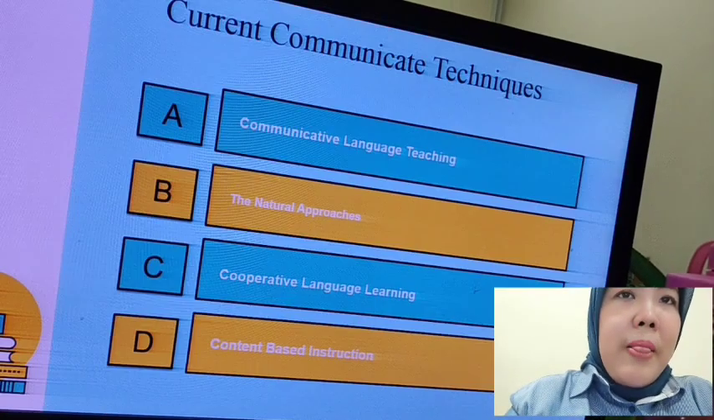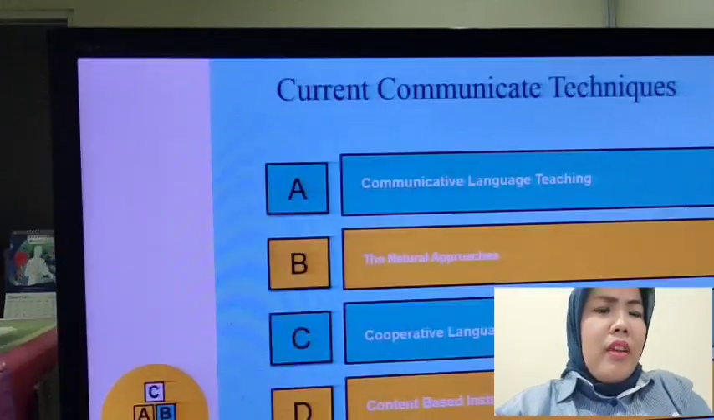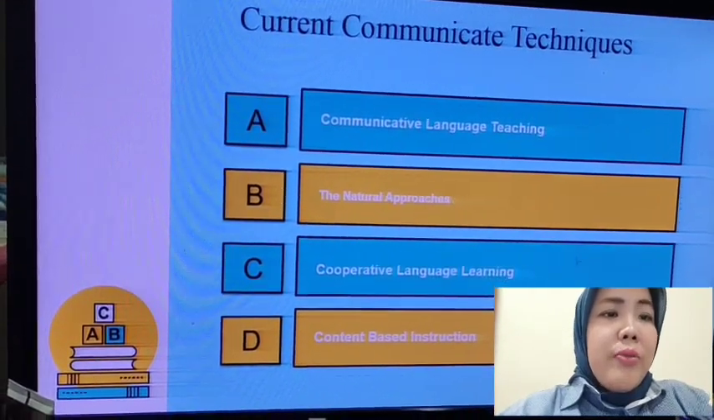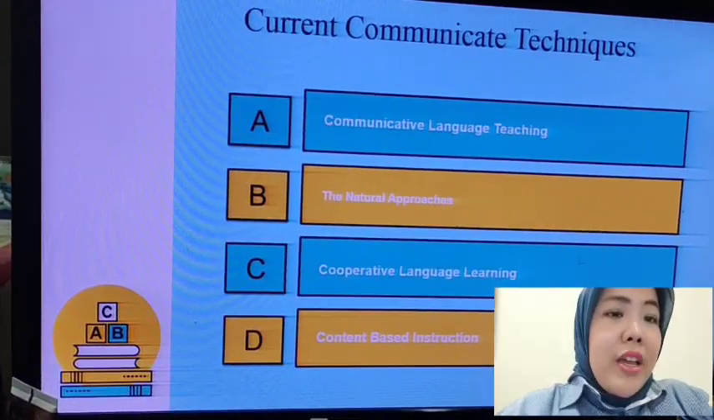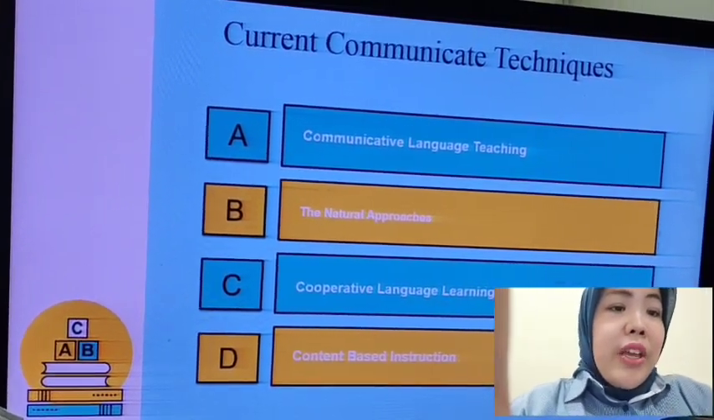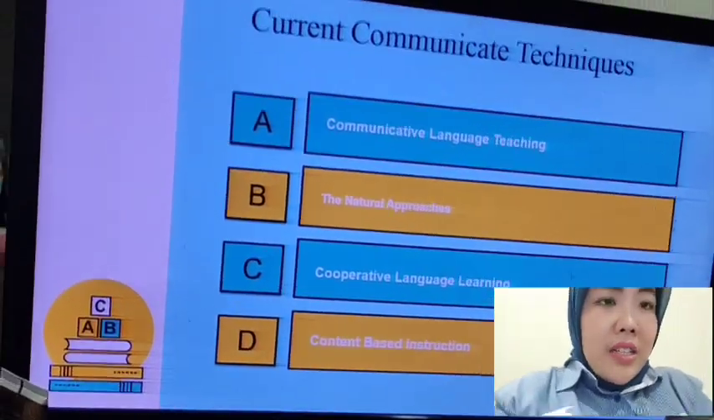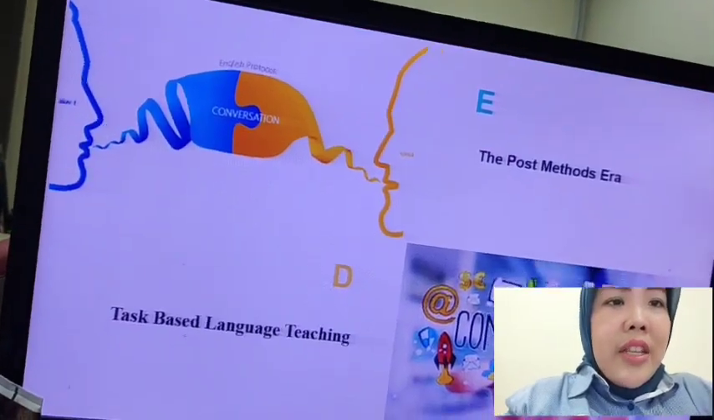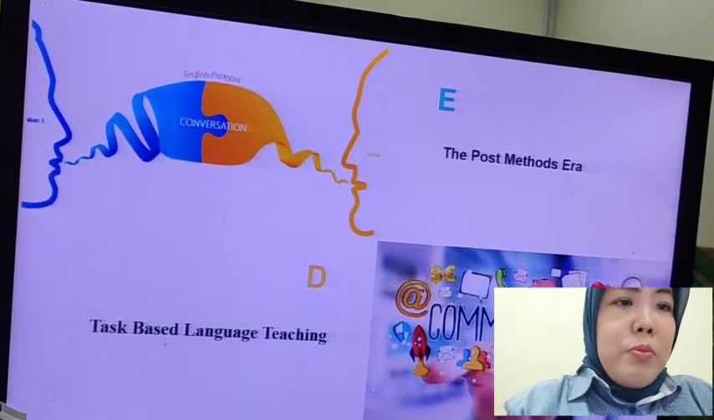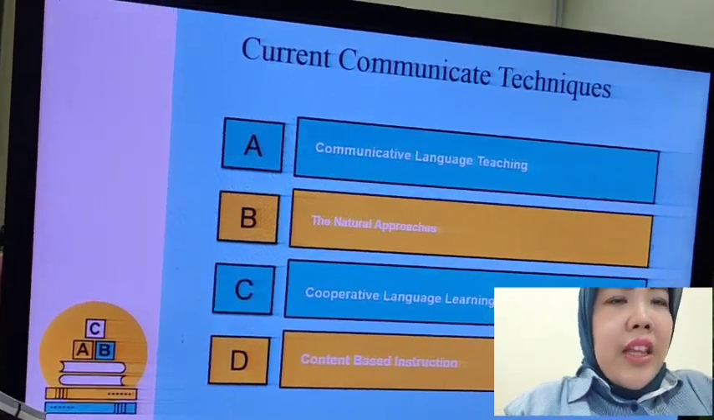And next, current communicative techniques. They are the points. Number A, communicative language teaching. Number B, the natural approach. And number C, cooperative language learning. And the next, content-based instruction. And the next, task-based language teaching. And the last, the post-methods era, part of current communicative techniques.